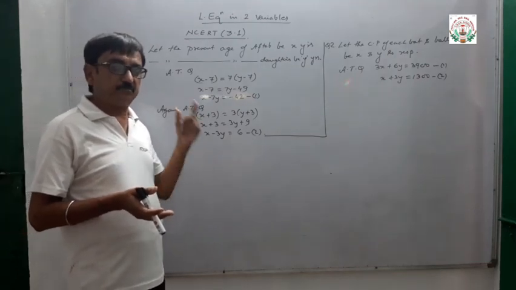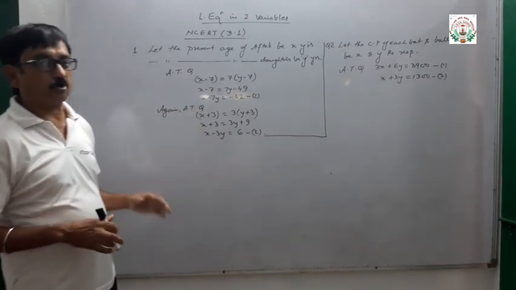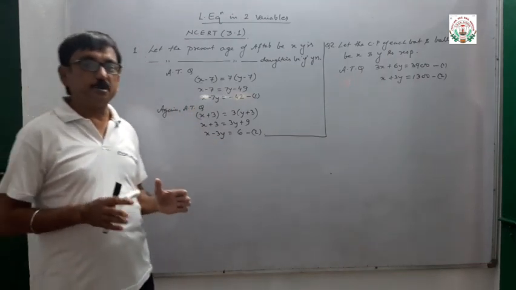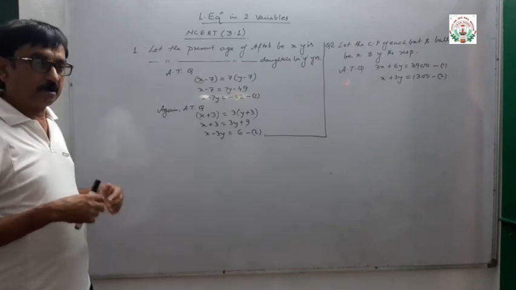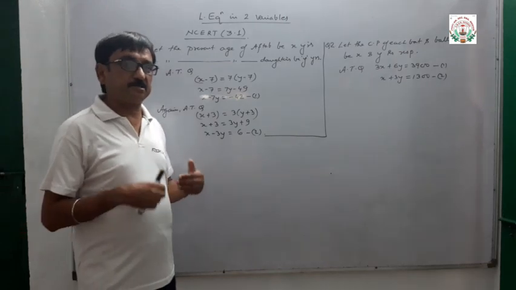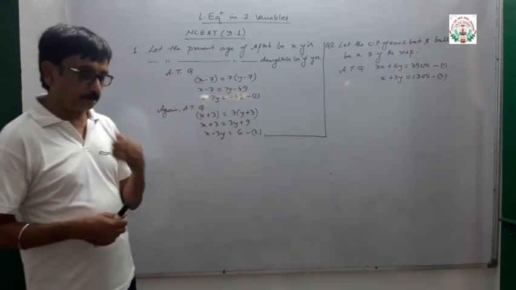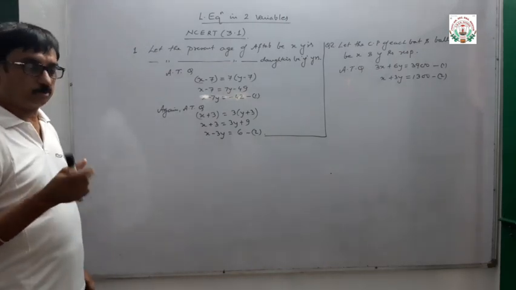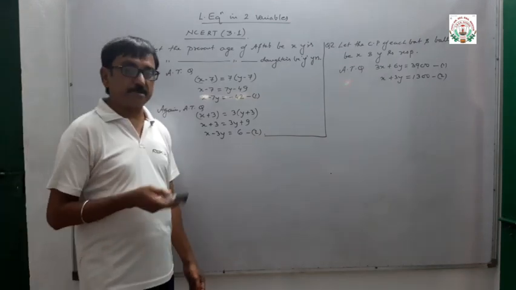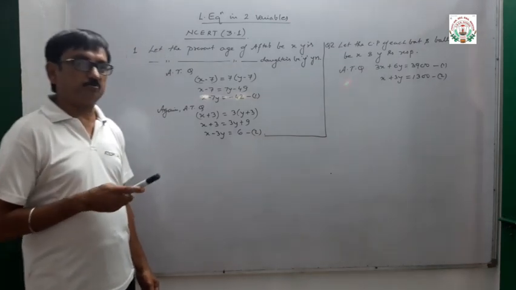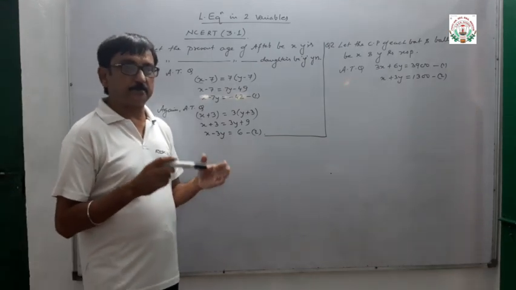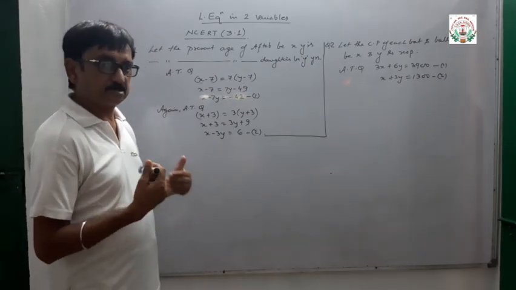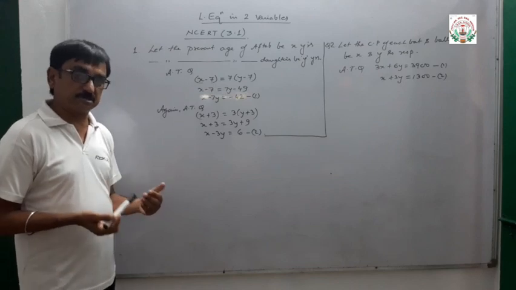If the first condition, that is a1 by a2 is not equal to b1 by b2, then the graph lines are intersecting each other and the system is said to be consistent. The second condition is for no solution. If a1 by a2 is equal to b1 by b2 and not equal to c1 by c2, then the two graph lines are parallel to each other and the system is said to be inconsistent.